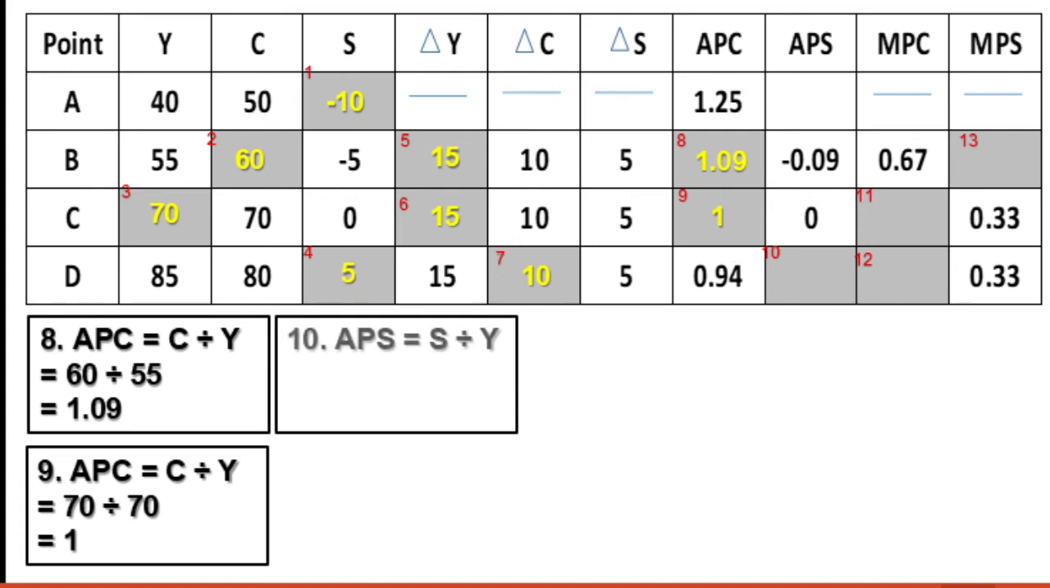For question number 10, the missing value is APS for point D. APS is equals to S divided by Y. So we will look for the value of S, which is 5, divided by 85. Sorry for that. So our S is 5 divided by 85.